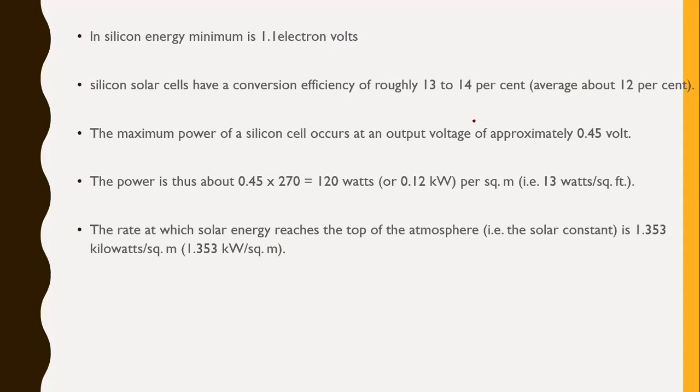The electric power output of a photovoltaic cell is roughly proportional to the rate at which solar radiation falls onto its surface only. The electric power we are getting as output is proportional to the rate at which solar radiation falls onto its surface.